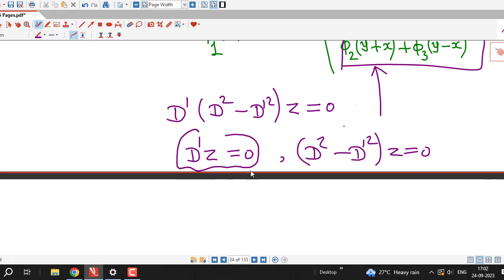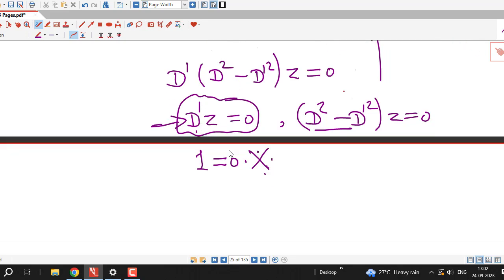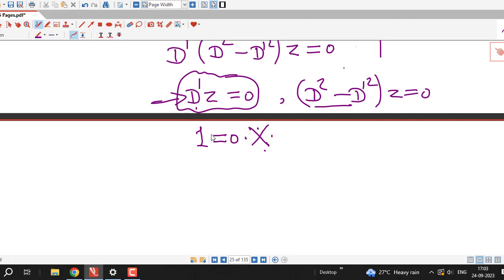Now what about this? We write down the auxiliary equation by replacing D by m and D dash by 1. So if I replace D dash by 1 in this function of D and D dash, then I will obtain 1 equal to 0. That is a contradiction. So what should we do in this situation? If I have D dash z equal to 0, then what will be the part of the general solution corresponding to D dash z equal to 0?